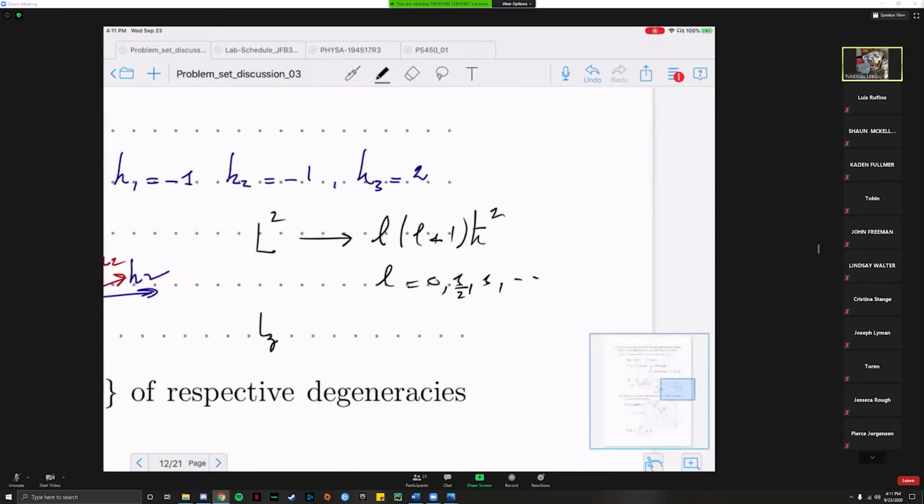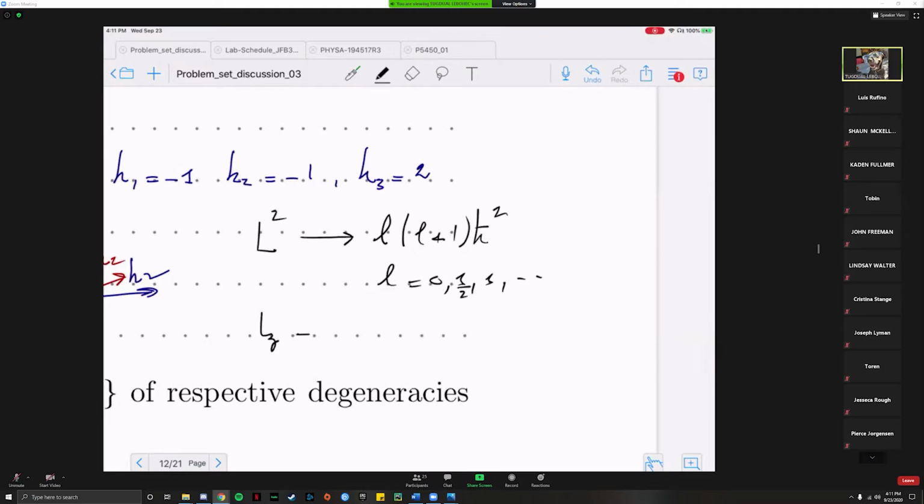So you measure LZ, and then you know that the outcome of LZ is going to be something that goes from minus L, minus L plus 1 and so forth, to L minus 1 or L, right? So you have 2L plus 1 possible outcomes of the measurement of LZ, which corresponds to the fact that the subspace associated to each possible value of L is of dimension 2L plus 1.